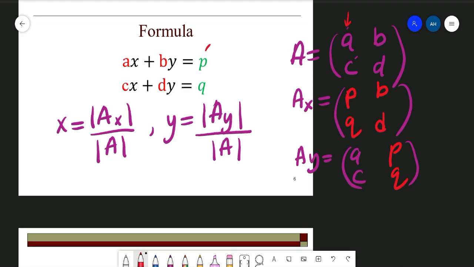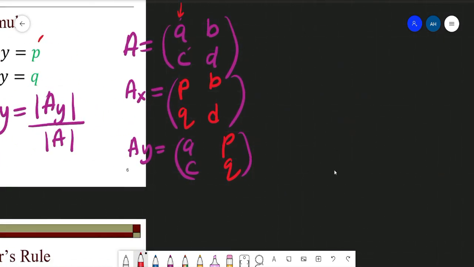So once we have A, we can find the determinant of A. Like I mentioned a few minutes ago, maybe you can write it down over here. From here we can find the determinant of A. Determinant of A is equal to AD minus BC.